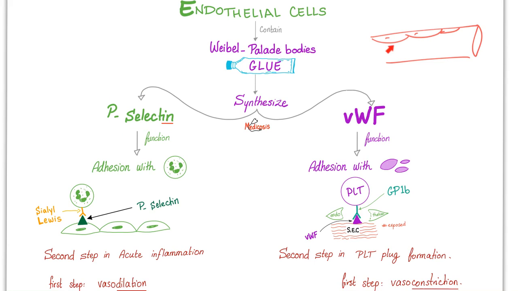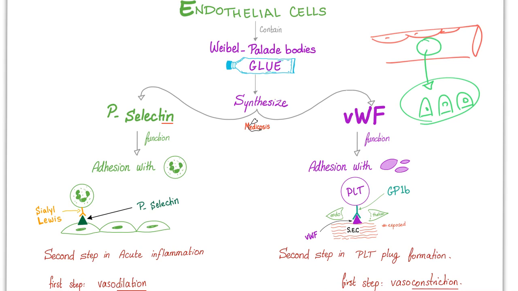P-selectin is the glue that will adhere the endothelium to the neutrophils for the sake of acute inflammation. Von Willebrand factor is the glue that will adhere the platelet to the endothelium for the sake of platelet plug formation. Alright, now what are you trying to achieve here? I'm trying to make my neutrophils leave the blood vessel and go into the interstitial tissue so that they can fight the bacteria here. Wonderful. So, do you want to bring in more neutrophils or fewer neutrophils? I want to bring in more military members in order to fight the nasty bacteria. Therefore, you need to vasodilate the vessel to bring in more of these neutrophils.